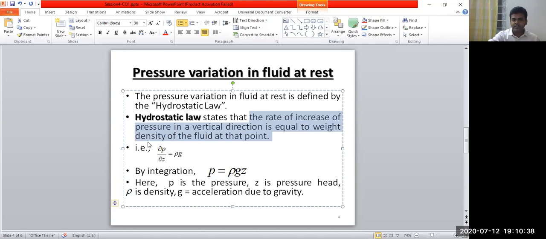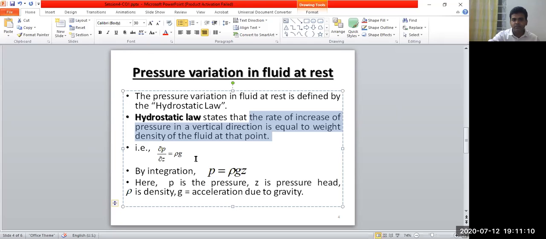So in terms of equation, it can be written as dp/dz. p is the pressure, z is the distance in vertical direction. So dp/dz is the rate of change of pressure in vertical direction, and this should be equal to weight density, and weight density is equal to rho into g. Rho into g is called the weight density. So dp/dz equals rho g.